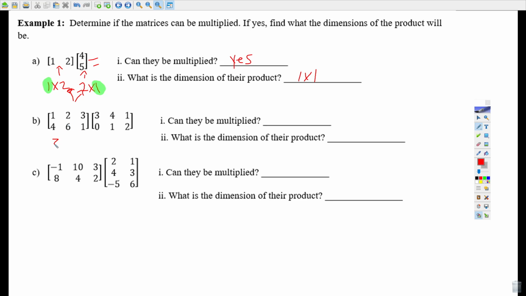This dimension would be a 2 by 3, and we're going to cross that with another 2 by 3. So in this case, if we look at them, they're the same dimensions, but the two middle numbers do not equal.